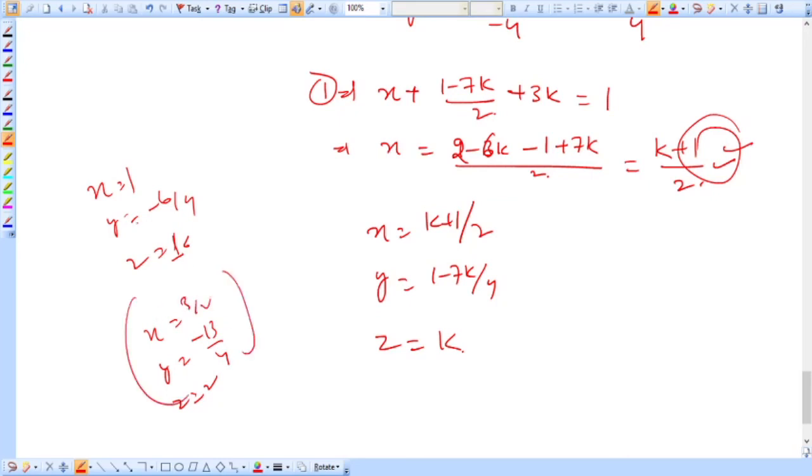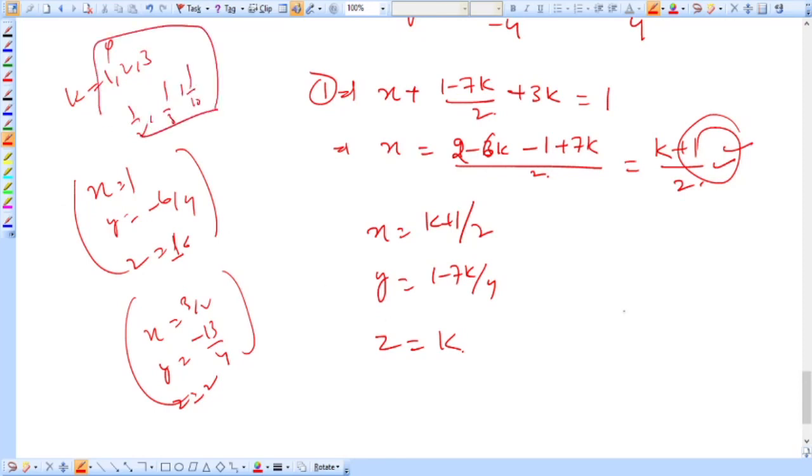So in this way you will be getting many solutions. We have already gotten 2, so you can set 1, 2, 3, 0, whatever you want, half, 1 by 3, 1 by 10, because k is a real number. So in this way we will be getting infinitely many solutions in fact. So how are we going to generate these solutions? We are going to generate them from the given equations: x is equal to this, y is equal to this, and z is equal to this. In this way we will be getting all these solutions.